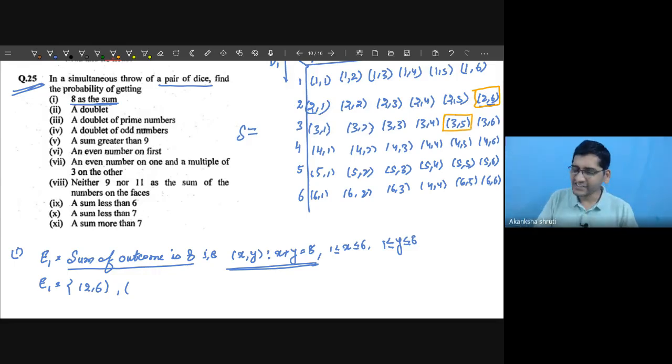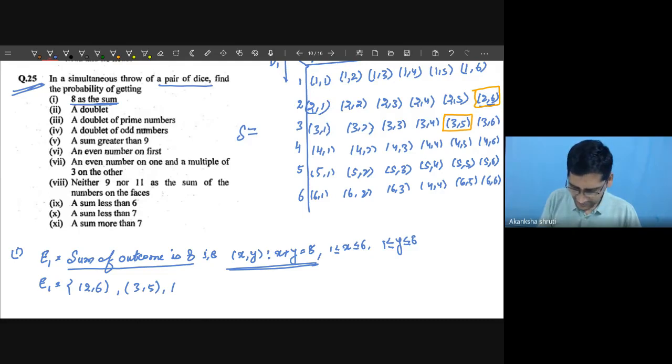So exact 8 is required. If we are taking any other from the second row, we cannot get exactly 8, because even 3 plus 6 gives us 9 and 3 plus 4 gives us 7. So we shall choose this entry, 3 and 5.